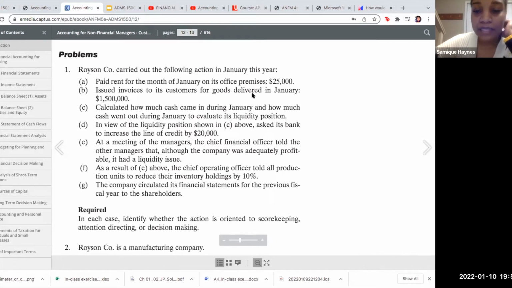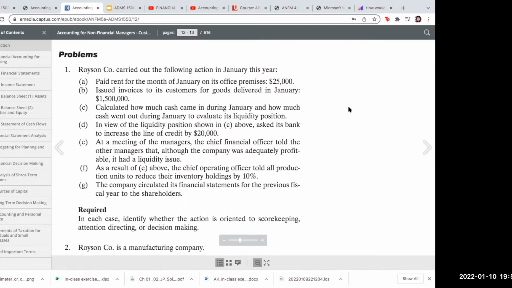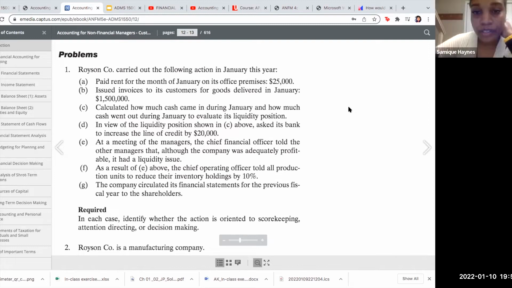For part A: paid rent for the month of January on its office premises, $25,000. Do you think that's scorekeeping, attention directing, or decision making? You can drop your thoughts in the chat. Scorekeeping, yes. B: issued invoices to its customers for goods delivered in January, $1,500,000. Which one is this? Scorekeeping again.